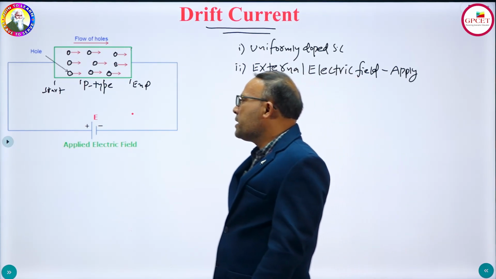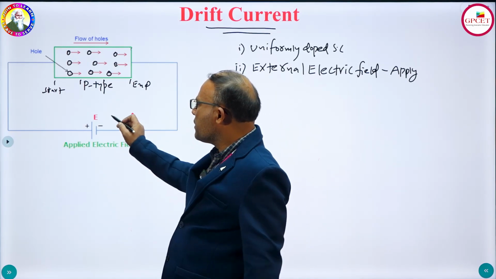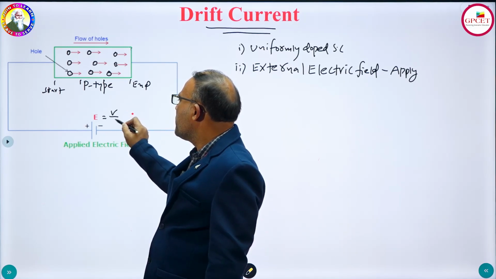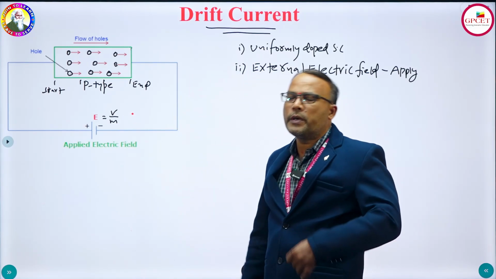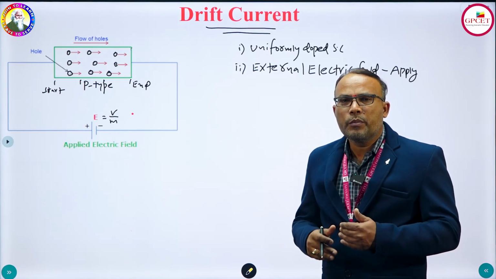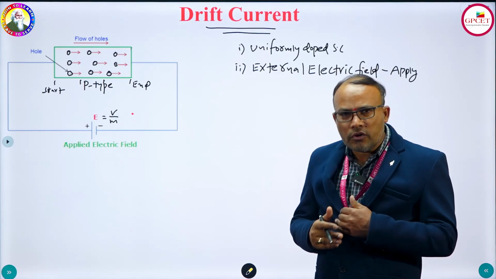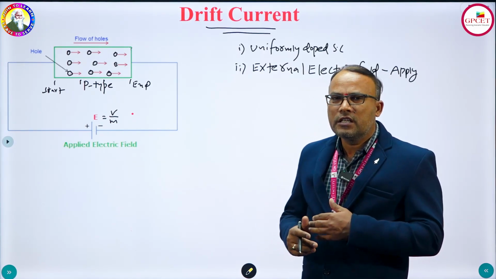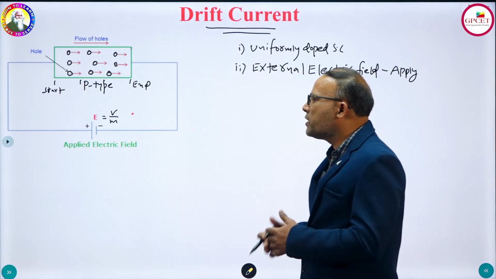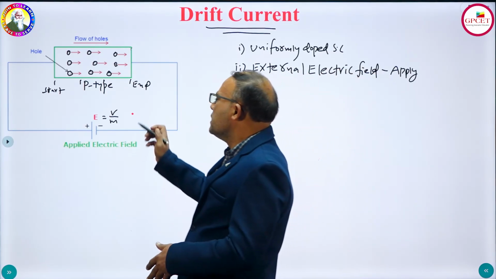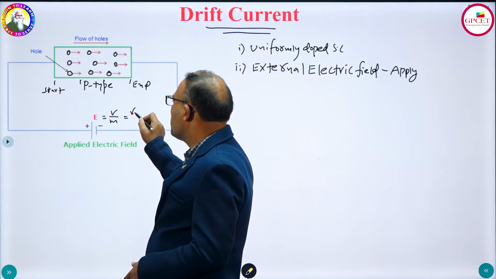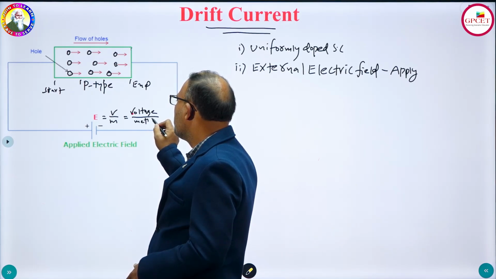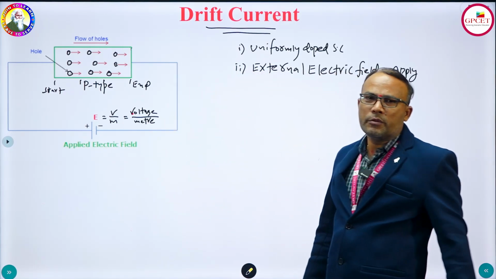So here I am applying an external electric field, which is given as voltage per meter. That means 1 volt per distance. How much voltage you are applying per every distance is called electric field intensity. It is different from voltage. Voltage is nothing but volts, but electric field intensity is volts per meter, so it is V by m. I can write this as voltage applied per every meter, which is nothing but electric field intensity.